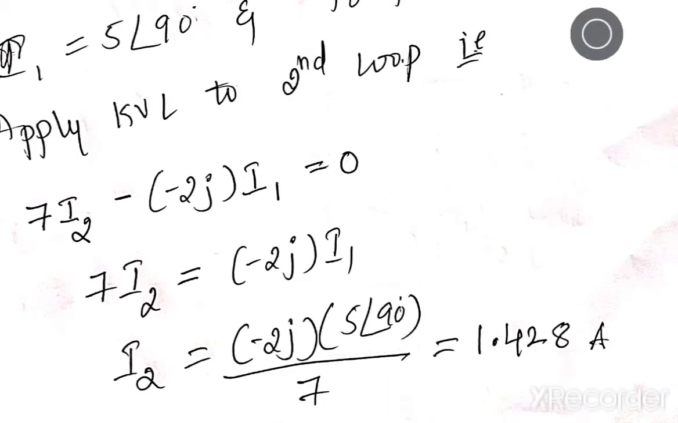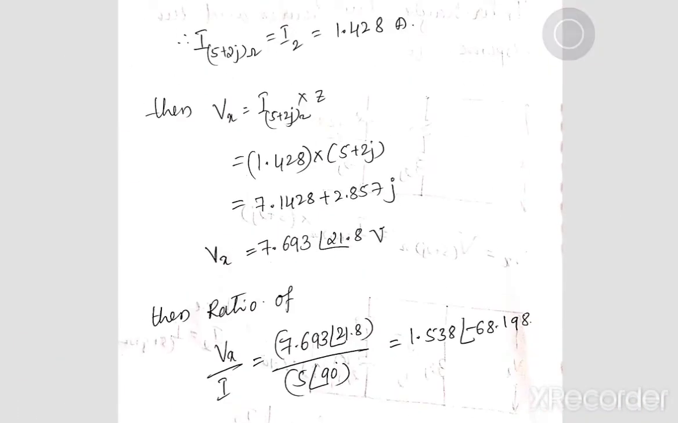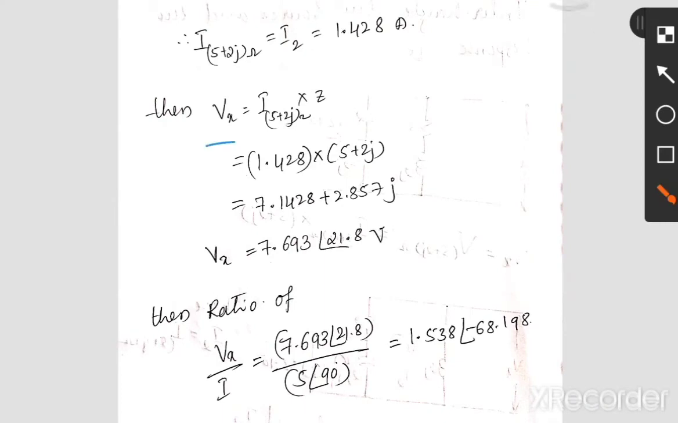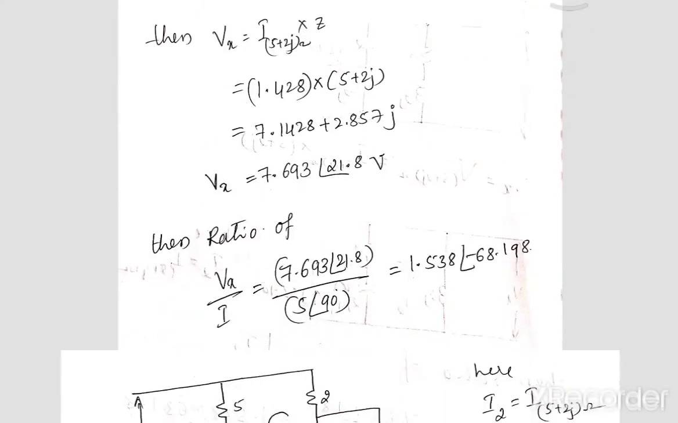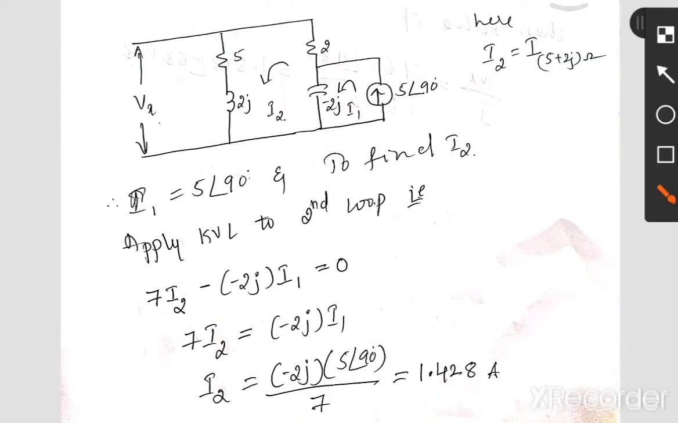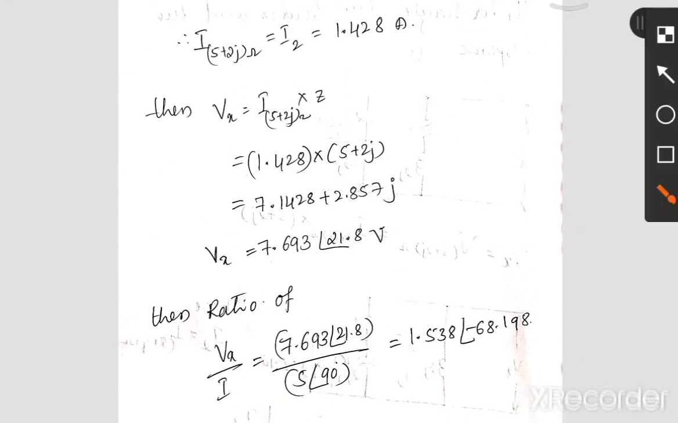And the next, we have to get what is the Vx. I2 is nothing but the current flowing through that impedance. Current flowing through this impedance. So you have got I2, you multiply with this impedance, that is 5 plus 2j, you will get Vx.